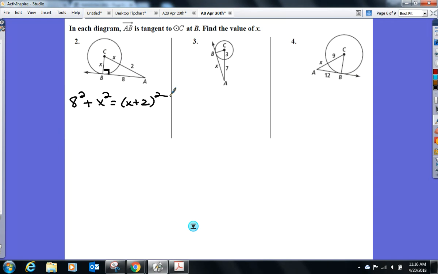So I'm going to need your help here. 64 plus x squared. How are your algebra skills? What am I doing to the x plus 2 squared? It's not x squared plus 4. Sorry, guys. What am I doing with this? x plus 2 times itself, and we're doing a little double distribution. So I'll let you go.